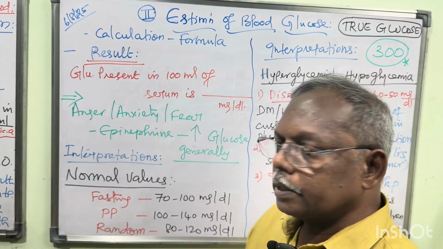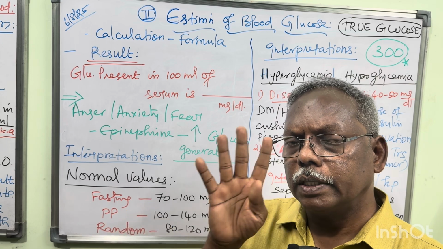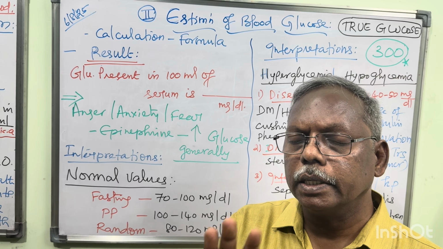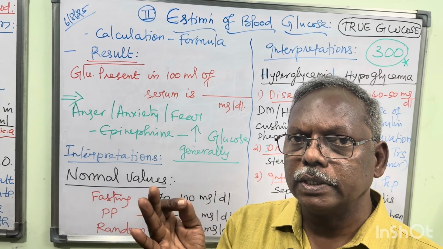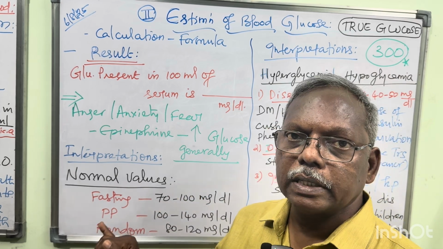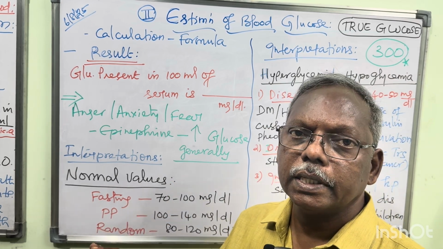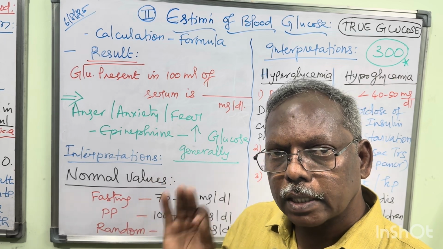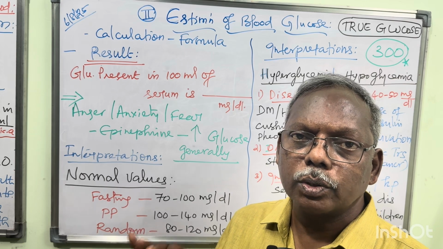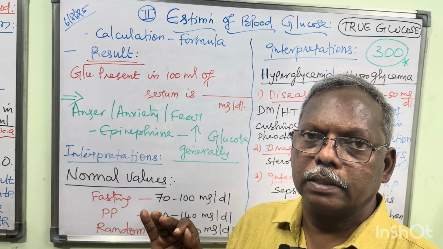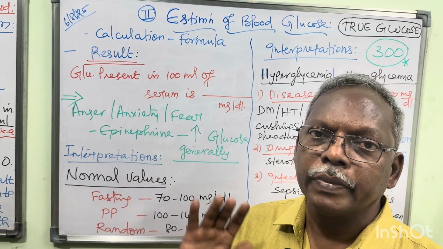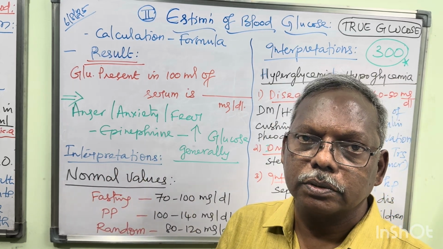Coming to the interpretation, the normal value is for any compound, for all the 4 compounds, plasma protein, glucose, urea, creatinine, you should know the blood level as well as urinary level of the particular compound. Here the blood glucose fasting level is 70 to 100 milligram per deciliter. Postprandial value is 100 to 140 milligram per deciliter. Random blood sugar is 80 to 120 milligram per deciliter. Like that, you have to write all the 3 values for your normal levels of blood glucose. Okay.